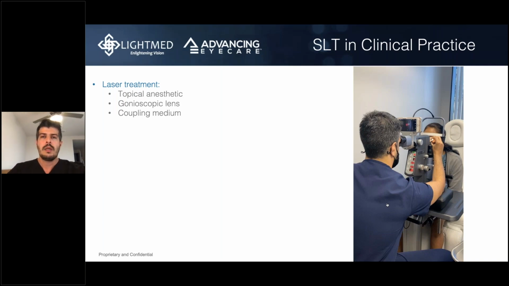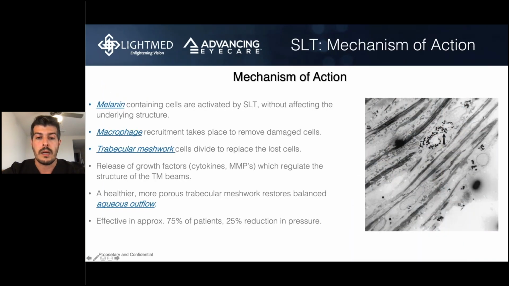The short answer is no. The only difference it's going to make for me is what energy settings I start with. The more pigmented the trabecular meshwork, the less energy you need. Again, think of these pigmented cells in the trabecular meshwork. If you clinically see a lot of pigment on your gonio exam, then you know there's going to be a lot of these melanin cells. So you're not going to need a lot of energy to activate them. So the higher the pigmentation, the less energy I'm going to use, and vice versa.